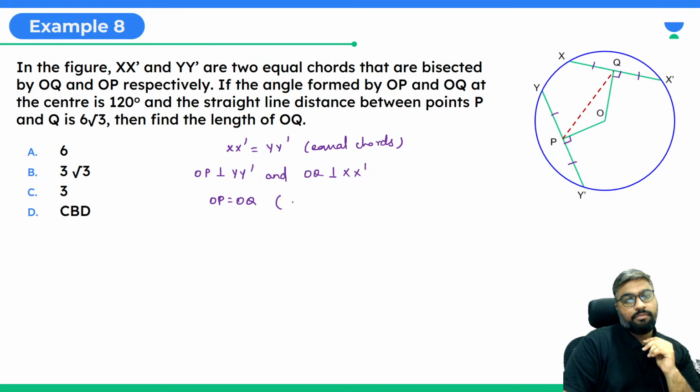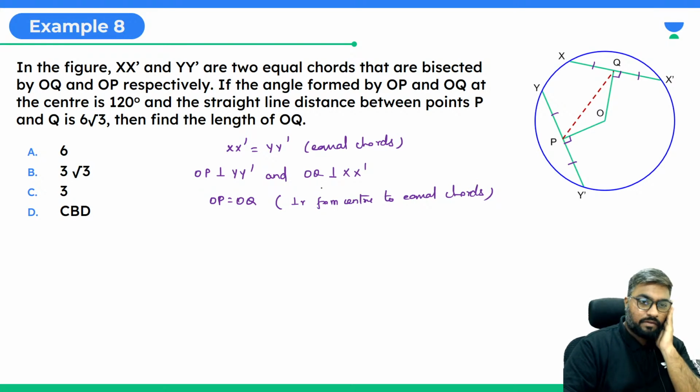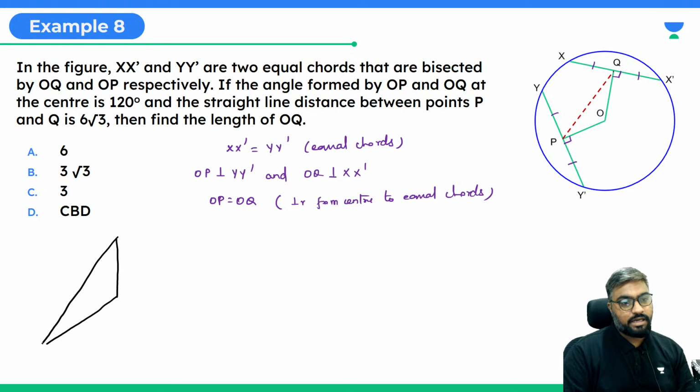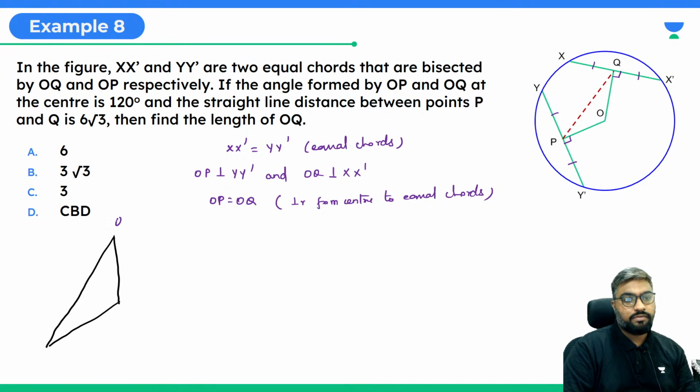Yes, we just saw these properties, correct? Equal, so perpendicular distances from the center to equal chords are equal. Yes, so from here what do we get? We get an isosceles triangle, right? This is an isosceles triangle. We'll redraw this here. So this is basically how it looks like, correct? Okay, so what do we have? This is Q, this is O, this is P.